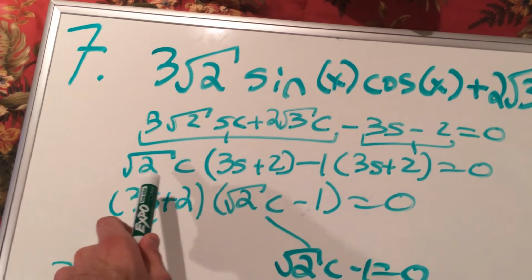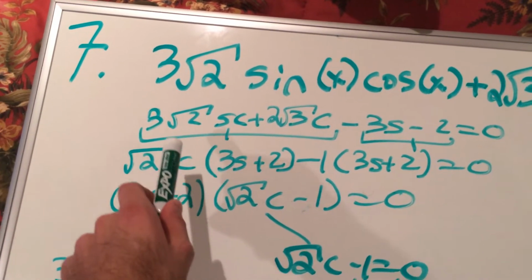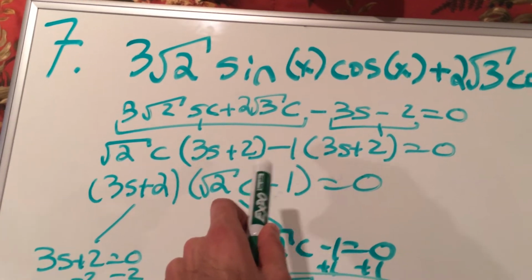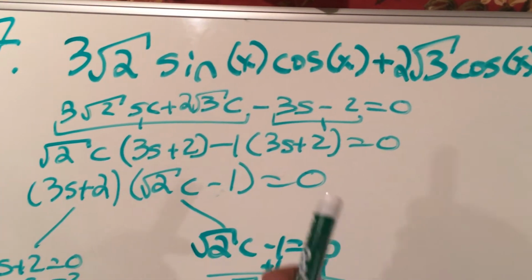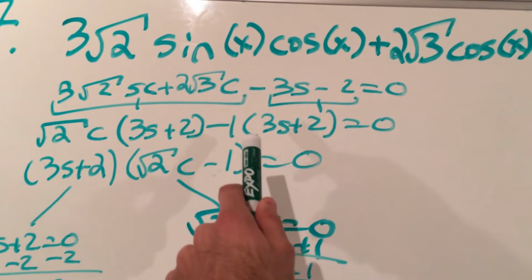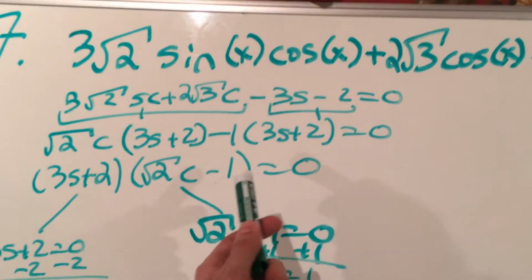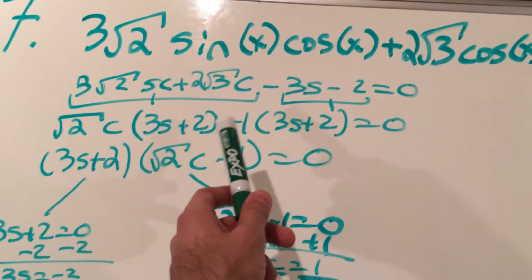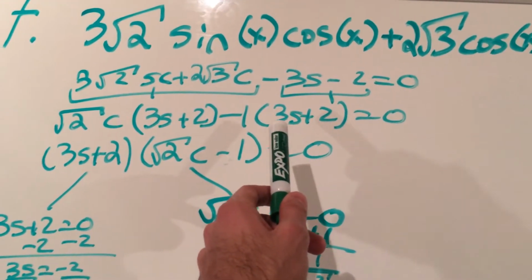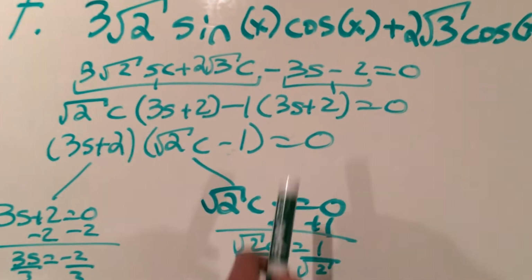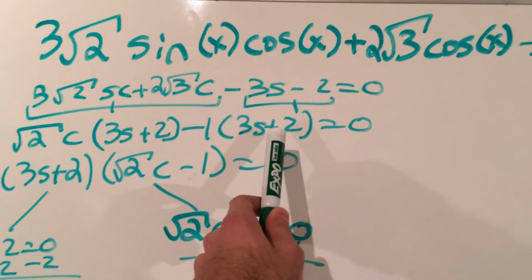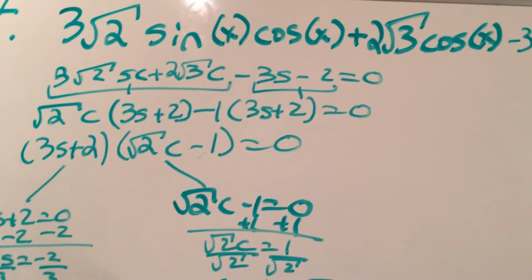I can factor out a root 2c, so I'm left with 3s on the first term plus 2 on the second term. Now, my goal is, can I factor something out of these two so that I'm left with 3s plus 2? And in fact, I can. If I factor out a minus 1, then negative 1 will leave me with 3s plus 2 inside. How did I get that? Negative 1 times 3s, negative 3s, negative 1 times 2, negative 2.